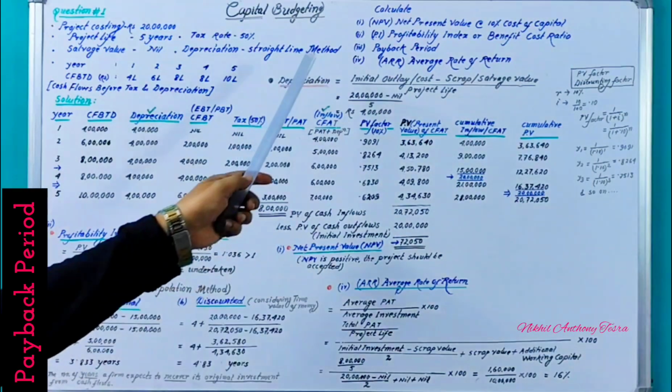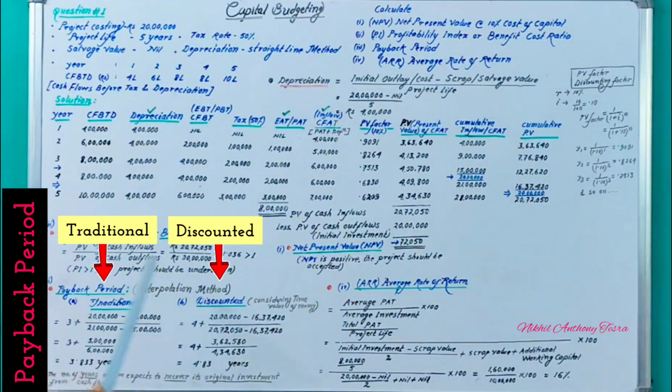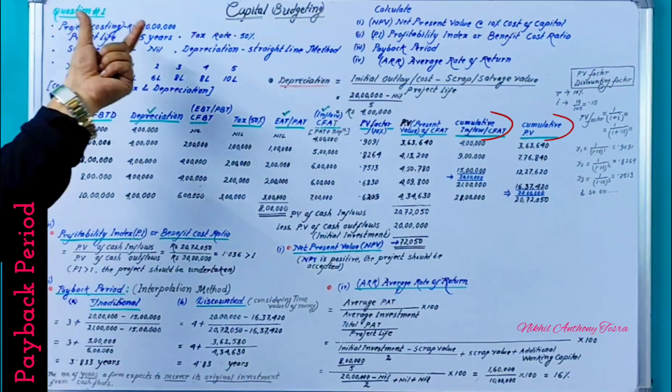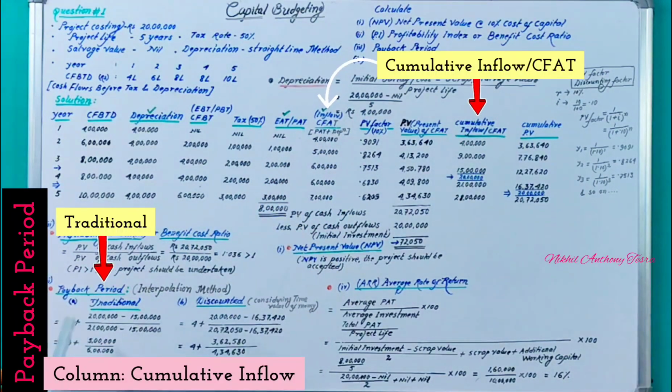Okay, friends. We will calculate number 3, that is payback period. To calculate the payback period, we have two methods. One is the traditional method, another one is the discounted method. Now, what is payback period? Payback period means the period or number of years a firm expects to recover its original cost, that is 20 lakhs, from its cash inflows. First, the traditional payback period method.